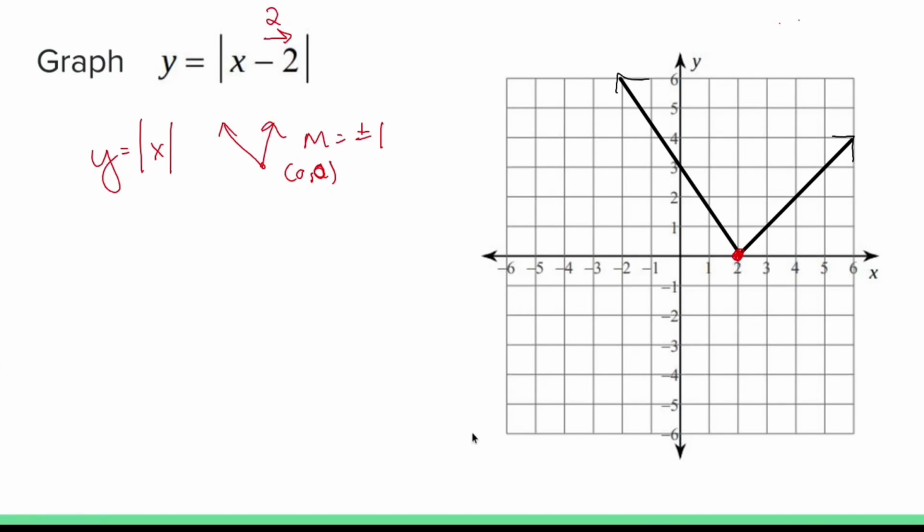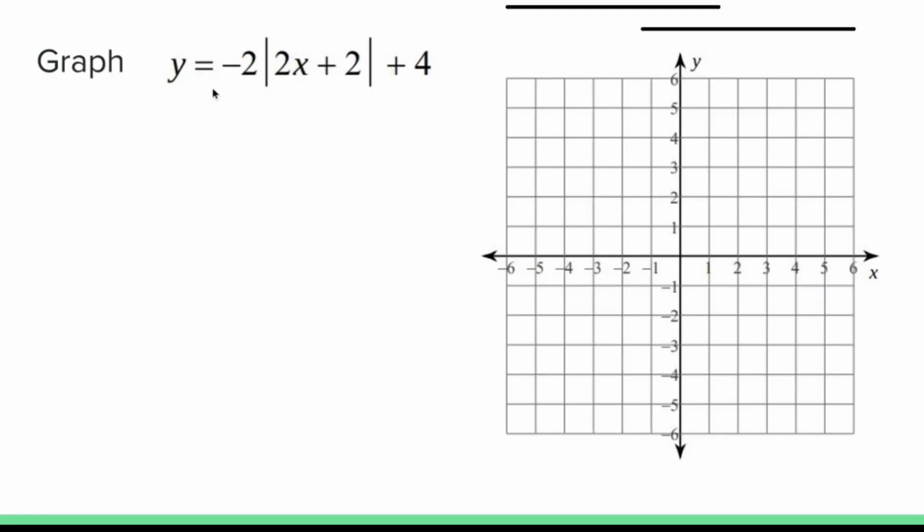And you have yourself your absolute value equation with a transformation shifted to the right 2. Wasn't that fun? Y equals -2 times the absolute value of 2x plus 2, close it, plus 4. We need to graph that guy.